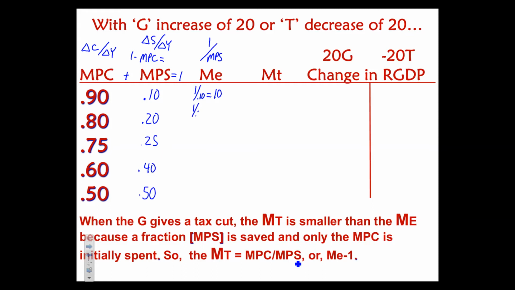1 divided by 0.2, that'll be 5. 1 divided by 0.25, this becomes 4. 1 divided by 0.40, this becomes 2.5. And then finally, 1 divided by 0.5 equals 2. Okay? So this shouldn't be too terribly difficult.